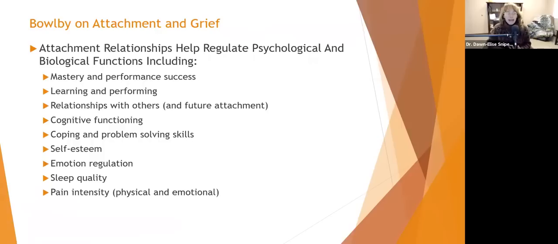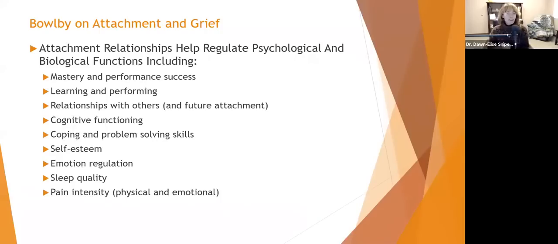Not only because we tend to have more support and encouragement, but if that primary attachment relationship doesn't ever form, then one of the problems that children face is cognitive disruption. They're anxious, they're sleep deprived, they're irritable, so they have difficulty learning. This initial relationship shapes relationships with others and future attachment, adult-type attachment relationships.